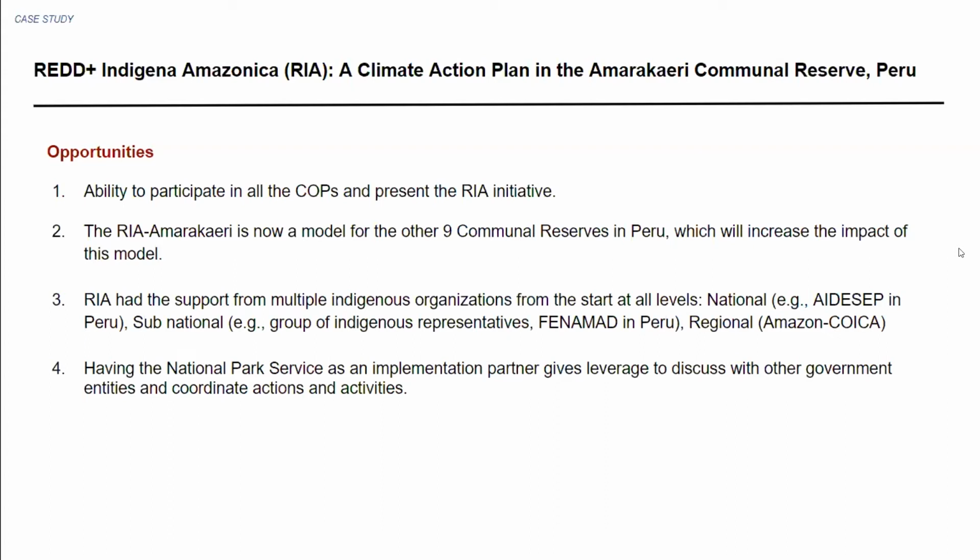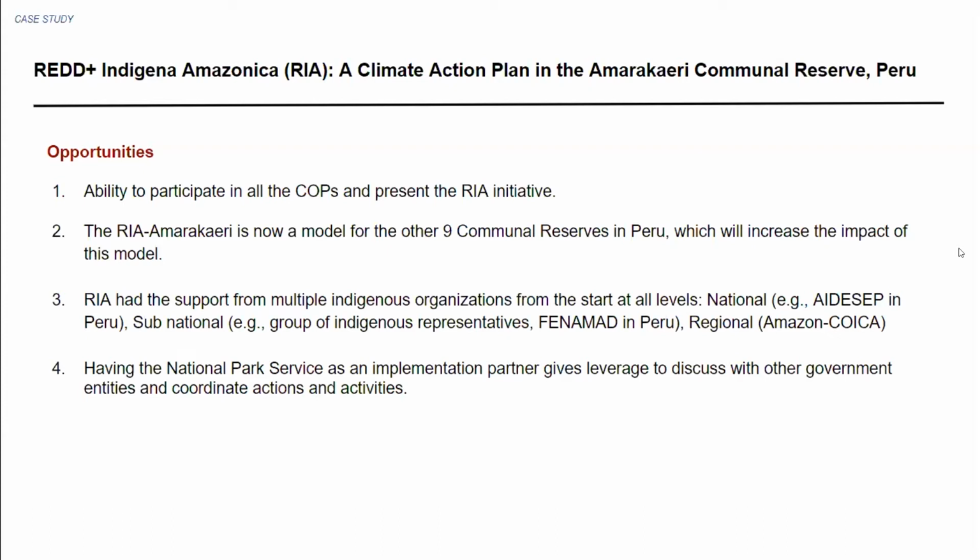One of the big opportunities is that it has allowed not only the Amarakaeri Communal Reserve and the indigenous leaders to participate in COPs, but also AIDESEP and all the indigenous organizations to have a voice and have something to present in these meetings. RIA Amarakaeri today is a model, and I think they even have a huge project with all the other 9 communal reserves in Peru. So that is almost 2.2 million hectares. So it has a lot of implications for the country, for conservation and for Peru's commitments.